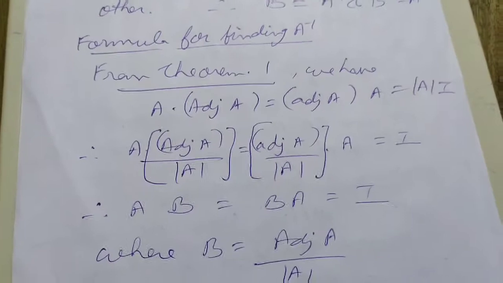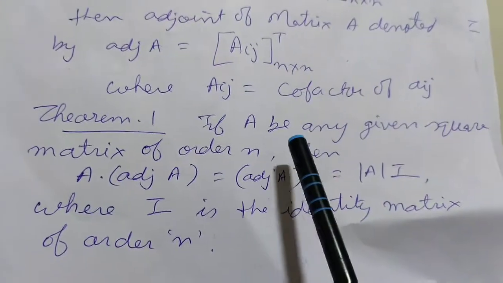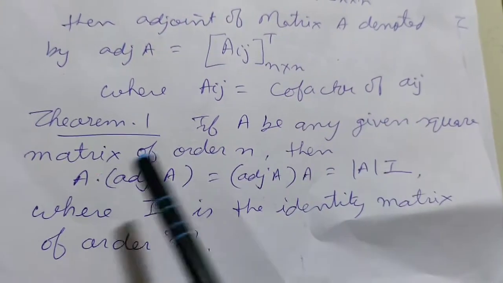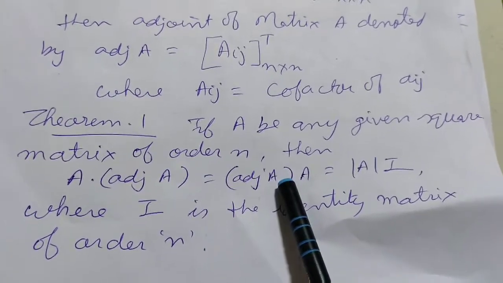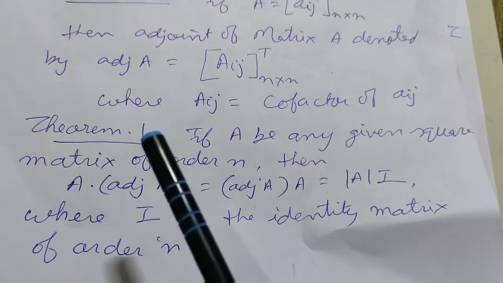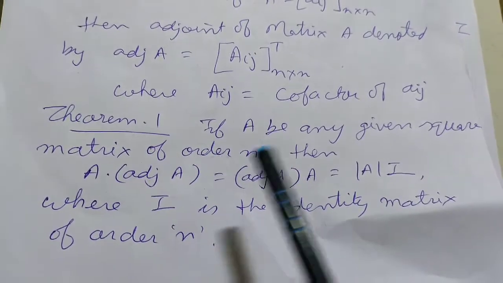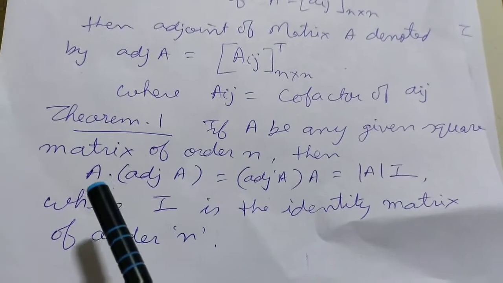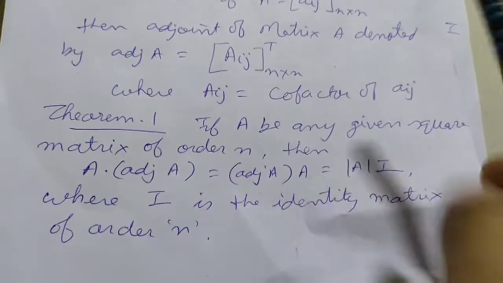From theorem 1, what was theorem 1? If A is any square matrix of order n, then A into adjoint of A equal to adjoint of A into A equal to determinant of A into I. Now we know that if you multiply two matrices and their product is equal to I, then they are inverse of each other. So what we have to do in this case is divide all the three by determinant of A.